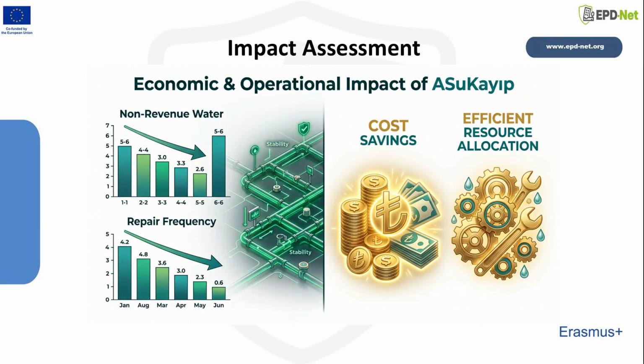Beyond immediate operational gains, the project has important sustainability implications. By reducing water losses and optimizing pressure, a UKIP supports more efficient use of limited water resources and contributes to the long-term resilience of urban water networks.